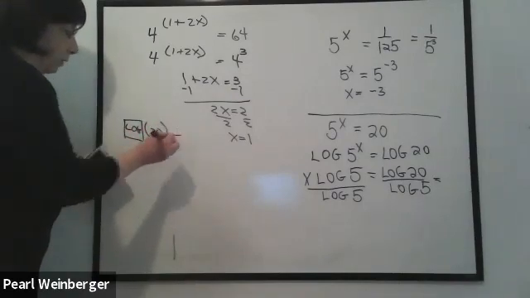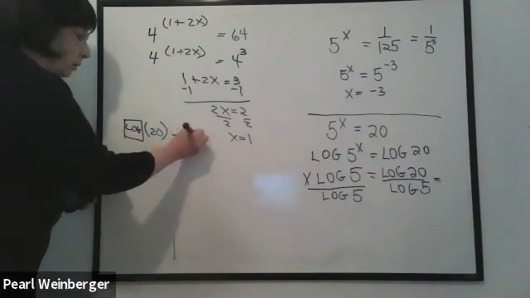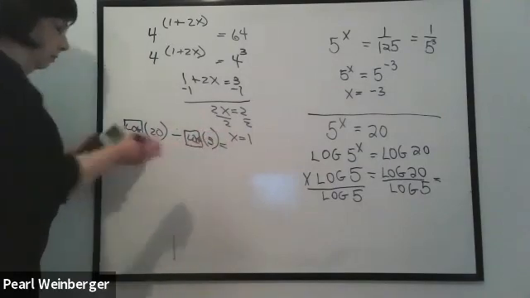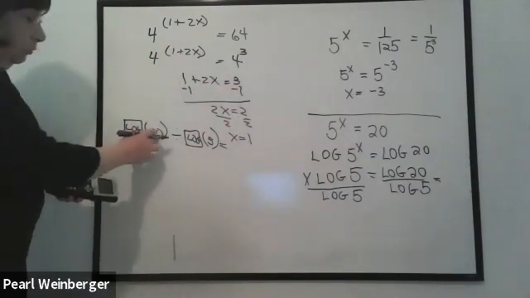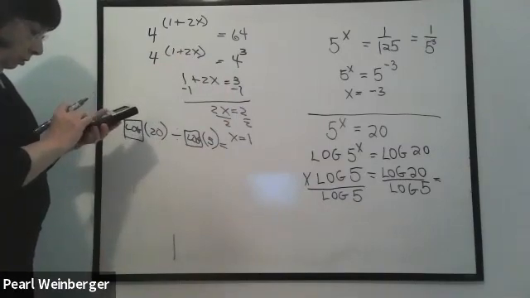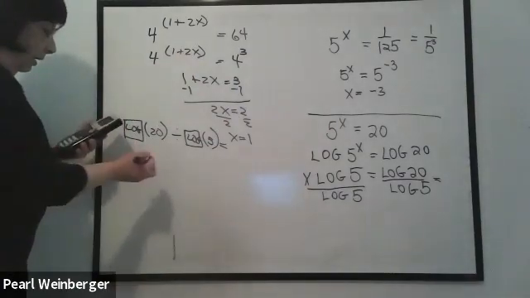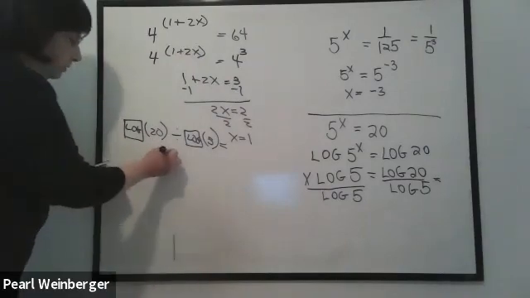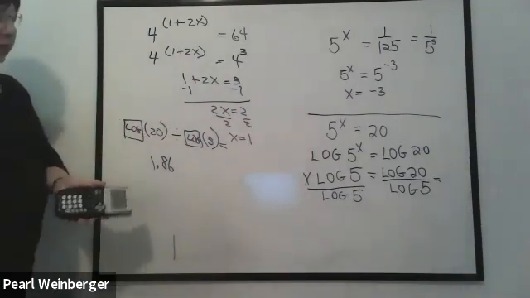Then I press my divide button and press my log button again. And I put in the 5 and close the parentheses and press equal. Exactly what it says there: log 20, don't forget to close those parentheses, divide by log 5. And it comes out to 1.86. I'm going to go to 2 decimal places. 86, the next decimal number is a 1, so I just leave this 1.86.